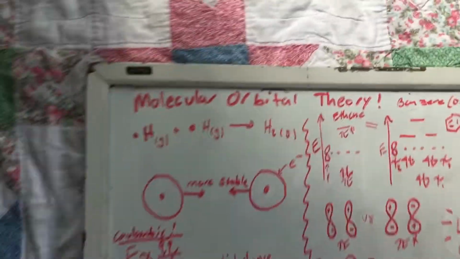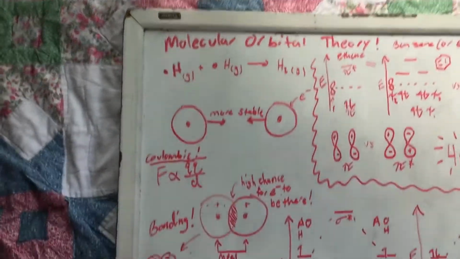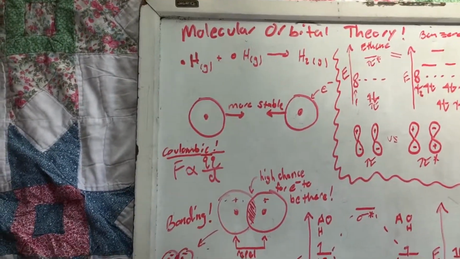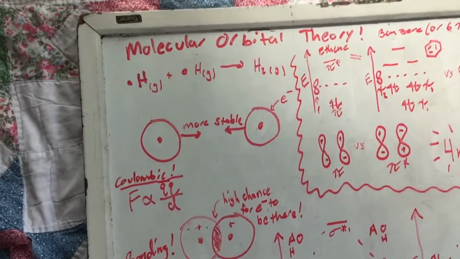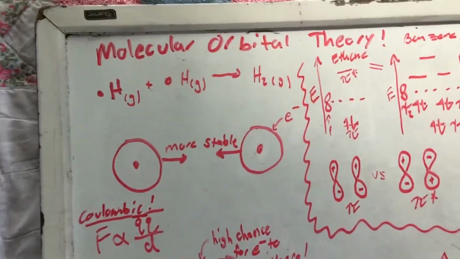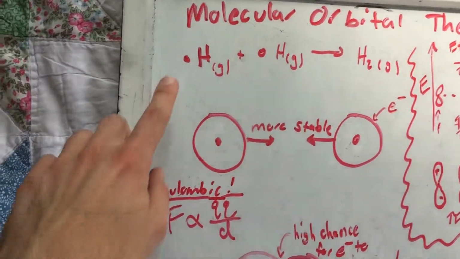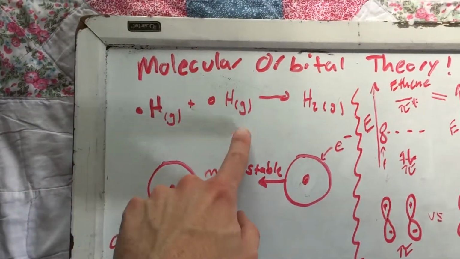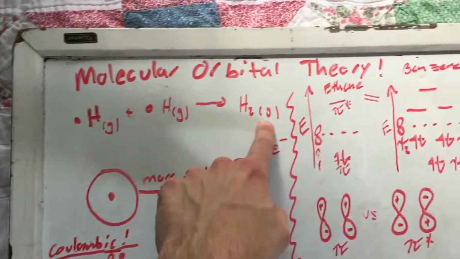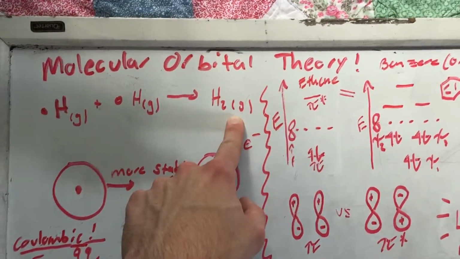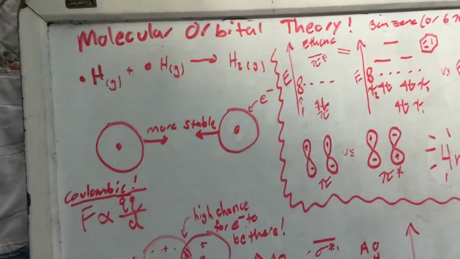Alrighty, so a little bit of molecular orbital theory. The main idea behind molecular orbital theory is that atoms want to go from a higher energy to a lower energy by combining together to make molecules. So when we have atomic hydrogen, where it just has a proton and an electron, they're flying around, they're going to want to get together to become H2. So how does this happen?